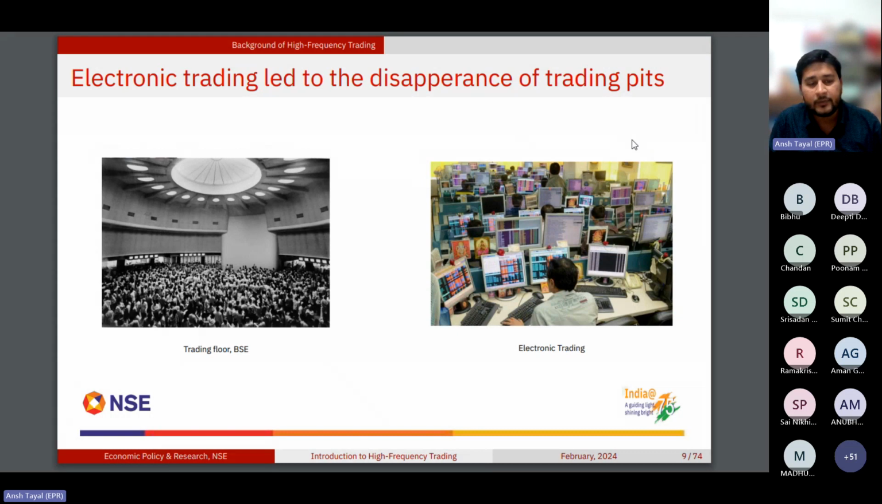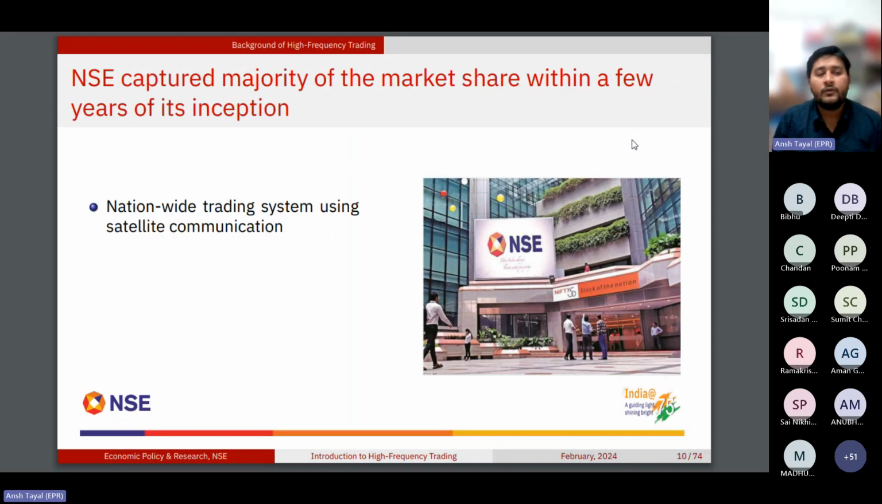Once electronic trading came into the picture, these trading pits did not exist anymore, because everything became electronic. How did that happen? NSE was established in 1992 and started operations in 1994. NSE became so successful because it provided a nationwide trading system using satellite communication, as opposed to the previous exchanges which were local in nature. There used to be the Calcutta Stock Exchange and the Bombay Stock Exchange. There used to be more than 20 regional exchanges which catered to local people because they did not have nationwide connectivity.